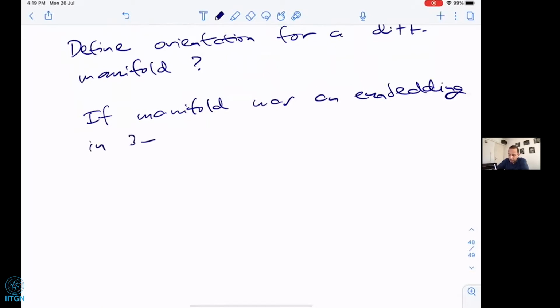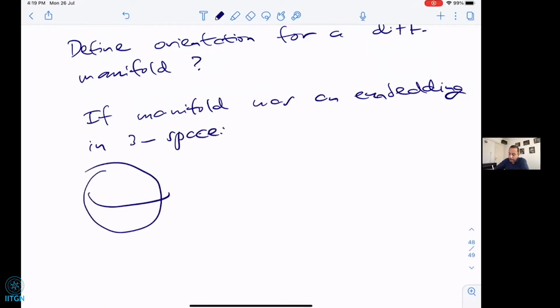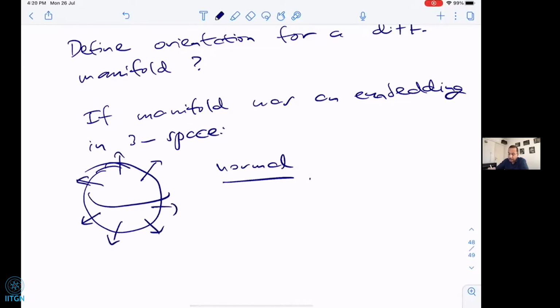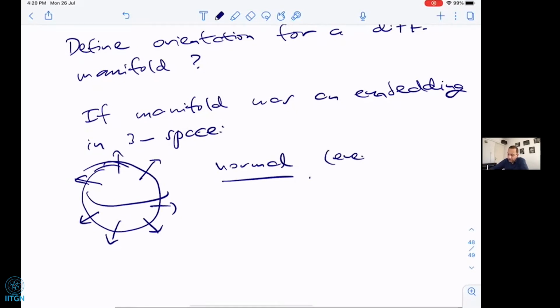Supposing it was embedded in 3-space, let's look at 2 examples. One is the 2-sphere. On the 2-sphere, you know that there's a concept called a normal. There's tangent and there's normal. Tangent also we'll come to, but right now we are focusing on the normal. The normal can be defined, let's take a unit vector, such that it points outward everywhere. We could also reverse its sign and then it would point inward everywhere. So this concept that it's everywhere outward endows this manifold with an orientation.